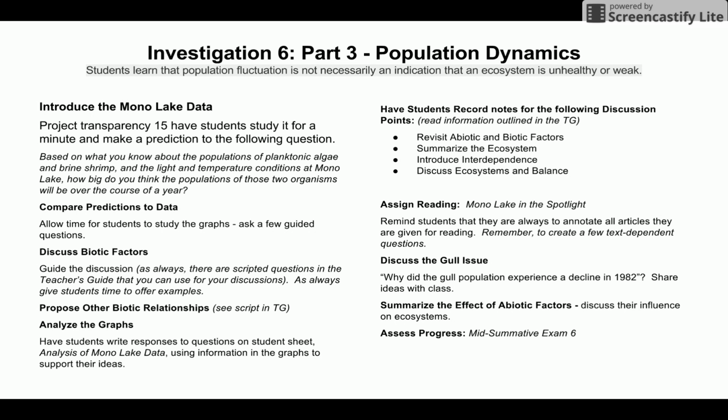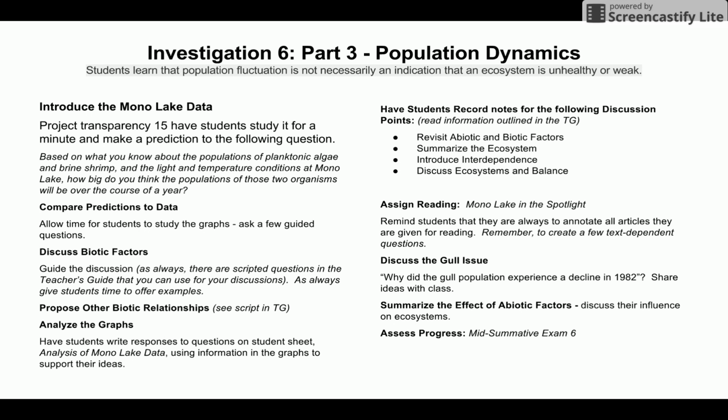Discuss the biotic factors. As always, there are scripted questions in the teacher's guide that you can use for these discussions. Allow students time to give examples. Propose other biotic relationships. Analyze the graphs. Have students write responses to questions on the student sheet, analyzing the Mono Lake data, using information in the graphs to support their ideas.